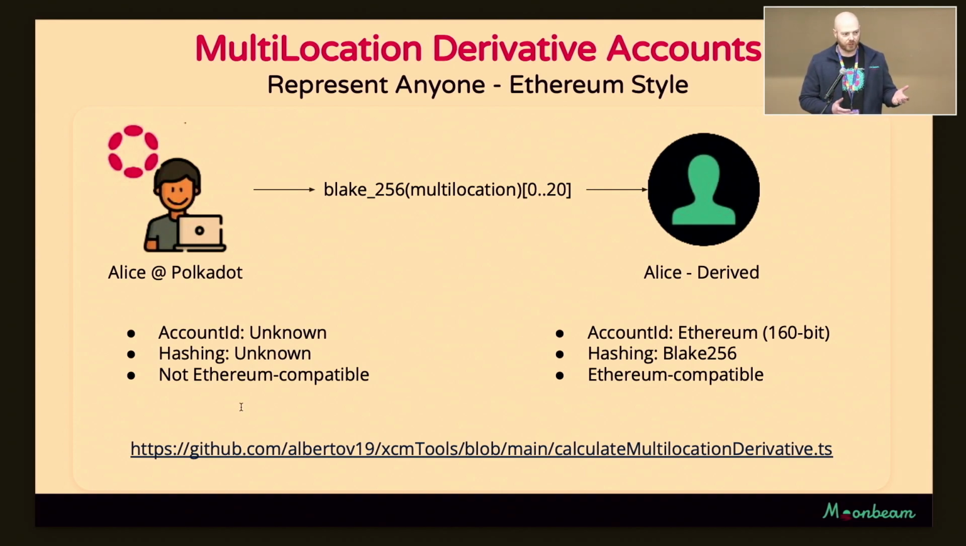And a multi-location is really just a way to represent some other account relative to us. So in this case, we represent Alice on the Polkadot relay chain relative to us. And we call this a multi-location derivative account on Moonbeam.